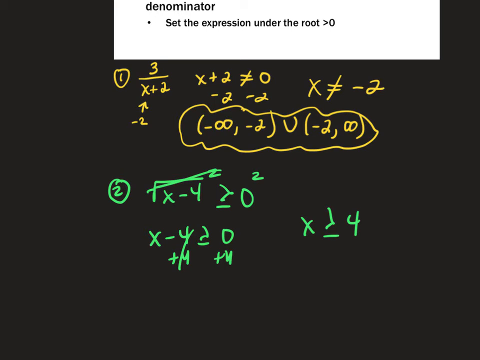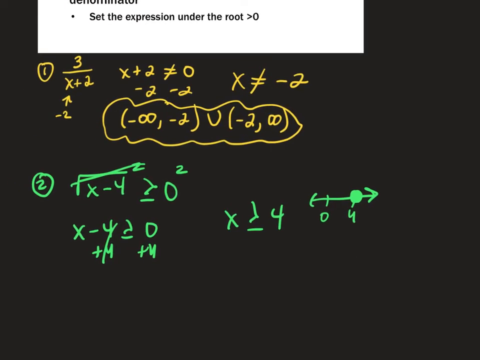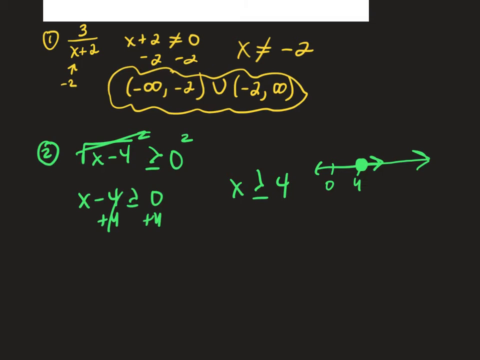Think about it on a number line. I have 0 here and I have 4 here. What kind of a dot do I have at 4? Closed, good. And where are all the numbers greater than? To the right, correct? I'd go that way. So how would you write that in interval notation? I can use everything from 4 bigger. Bracket, good. 4, comma, infinity. Perfect. Very good.